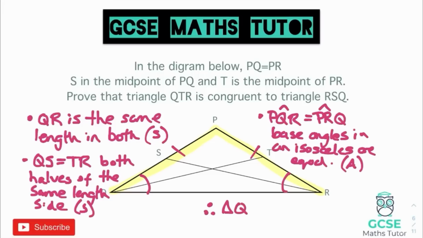triangle QTR is equal to triangle RSQ. And our reason there is because we have an angle in between two sides. So that is going to be SAS. And there we go, that finishes off our question.